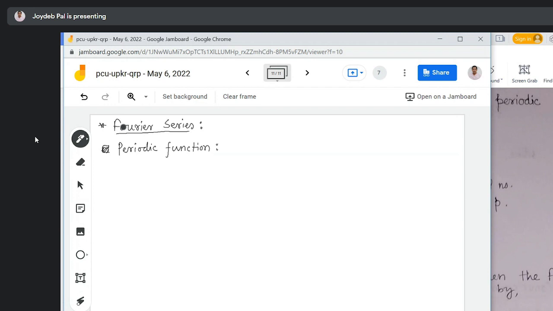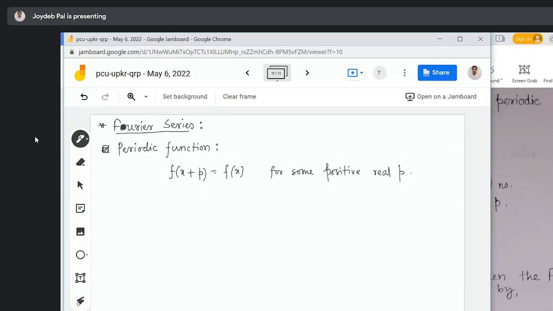So a function f(x) is called periodic if f(x plus p) is equal to f(x) for some positive real p. Okay, that is the mathematical definition of periodic function. And you know several periodic functions like sin x, cos x, tan x. Most of the trigonometric functions are periodic, right?